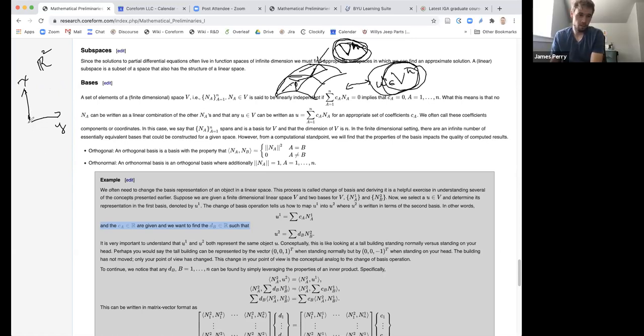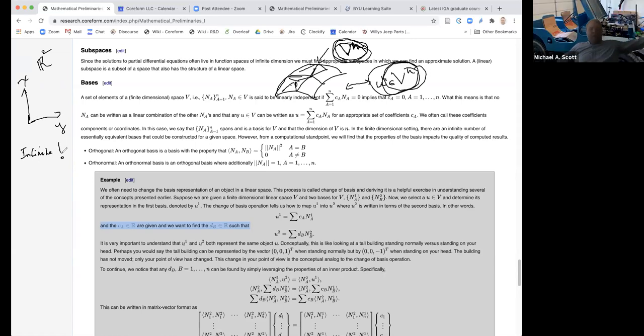Is it infinite? Because your base could be 2, 0, 0, 2, 3, 0, 0, 3. It's infinite. There's an infinite variety of linearly independent combinations of two vectors that you can find in R2. So the question then becomes, what's a good basis? This is a big deal for finite elements, right?